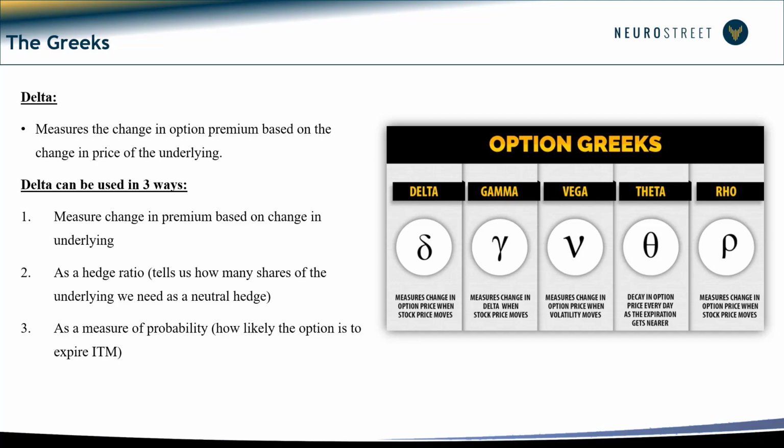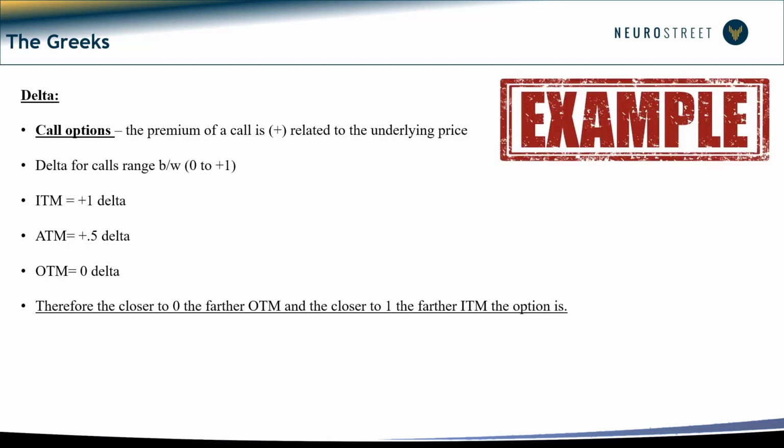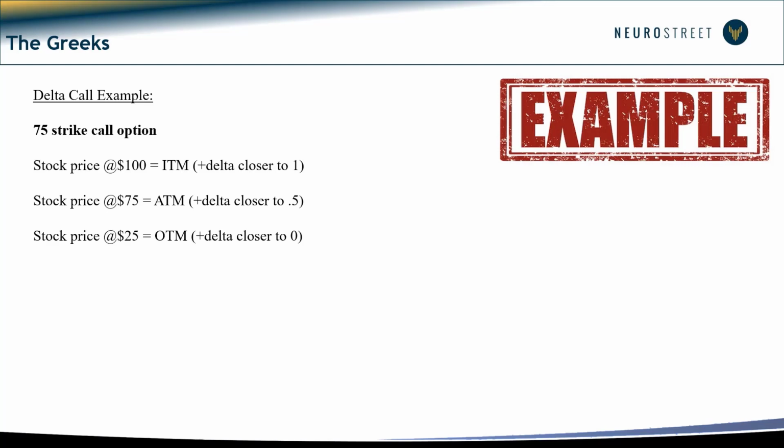And we'll get into other option strategies with the Greeks in future videos and in the extended strategies courses, okay? So let's talk a little bit about this example, okay? So let's say we've got the Greeks here. This is delta. Call options. The premium of a call is positively related to the underlying price. So delta for the calls will range between 0 to +1. In the money is +1 delta. At the money is +0.5 delta. Out of the money is 0 delta. So therefore, the closer to 0, the farther out of the money, and the closer to 1, the farther in the money the option is. Okay? So let me give you an example.